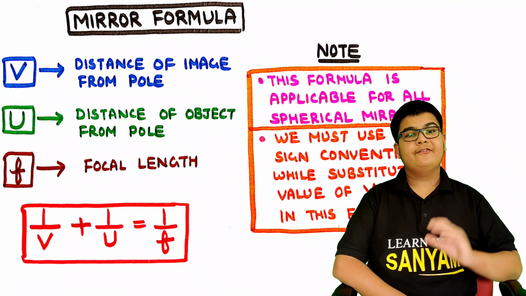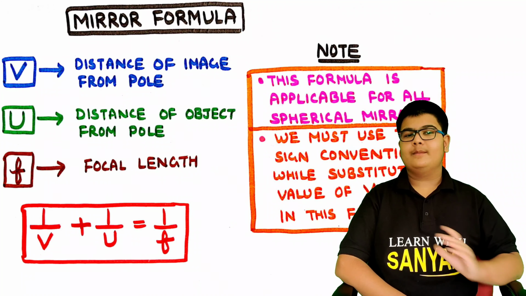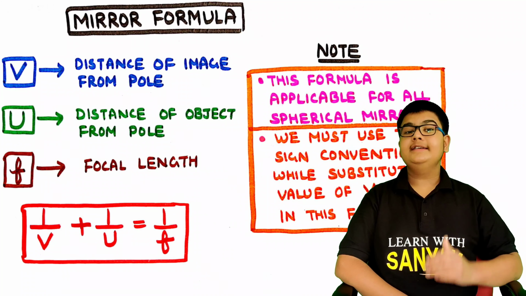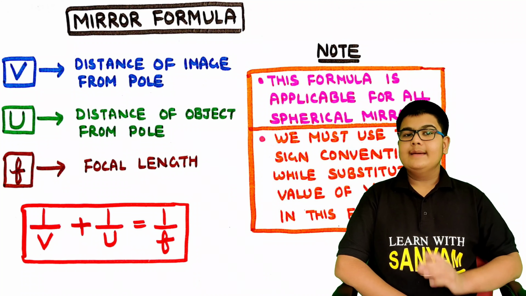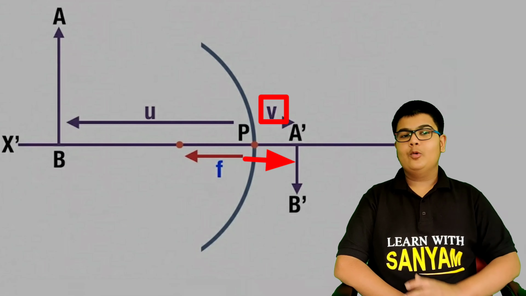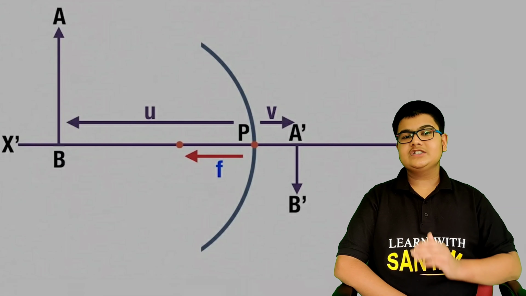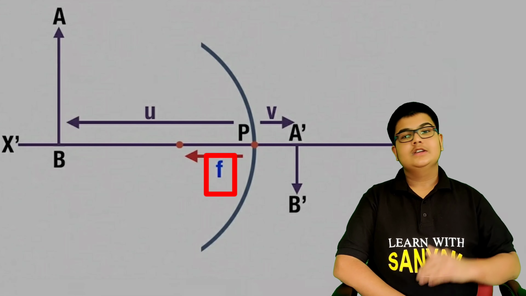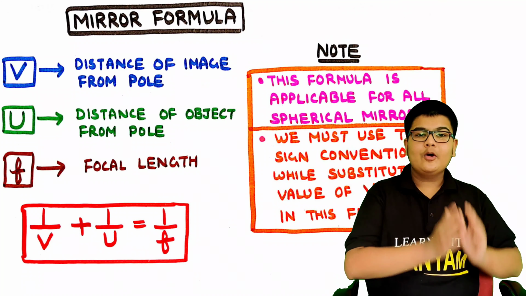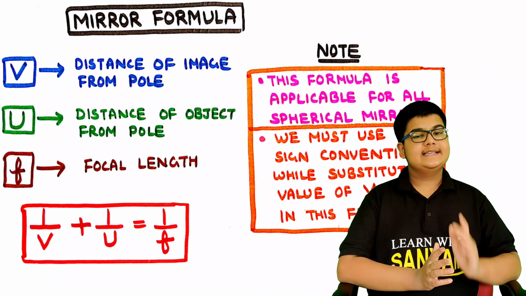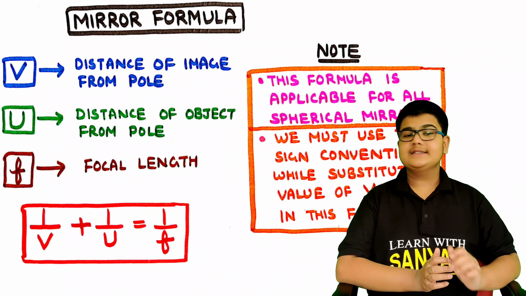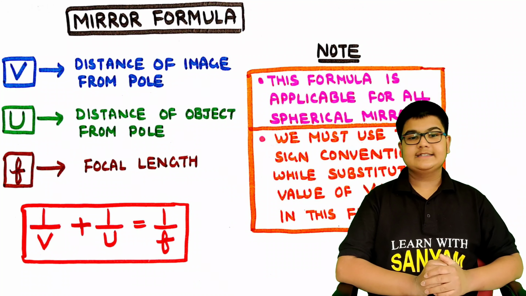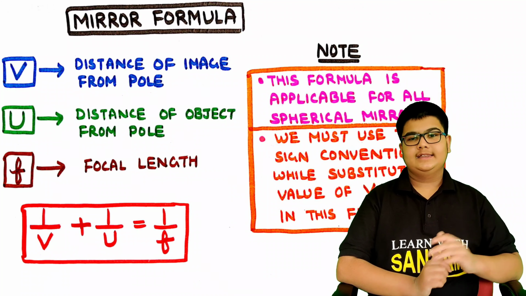So let's discuss the first formula, that is the mirror formula. Before learning about the mirror formula, there is some important terminology. V means the distance of the image from the pole, U means the distance of the object from the pole, and F represents focal length. So the mirror formula is 1/v + 1/u = 1/f. That means 1 upon image distance plus 1 upon object distance is equal to 1 upon focal length.